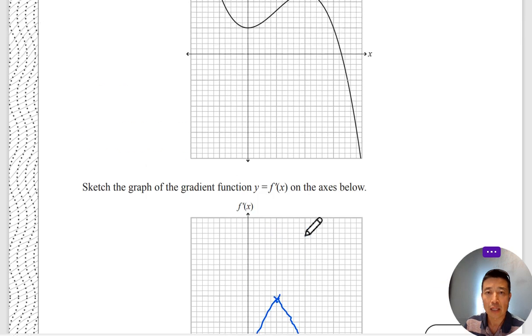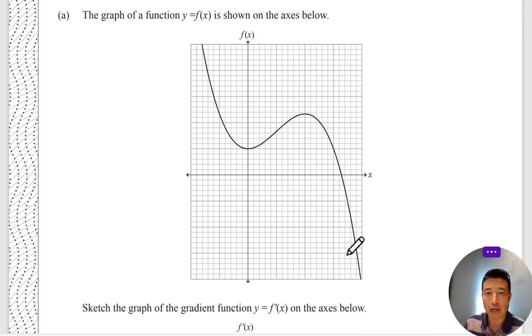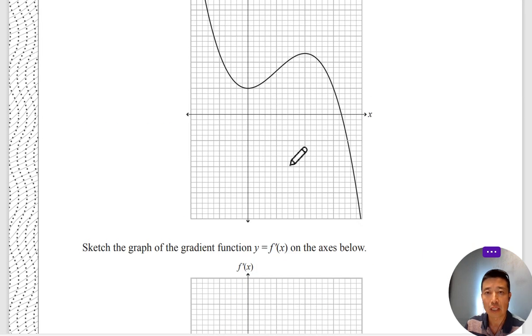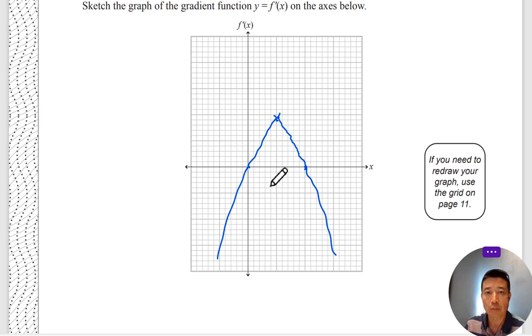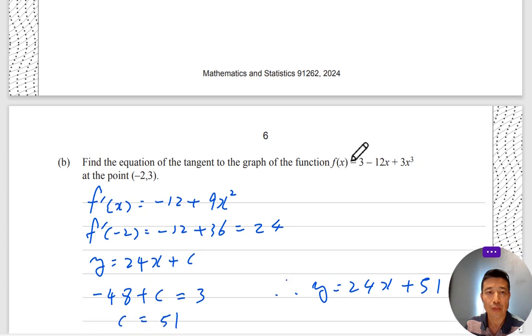the x-intercepts here, and then this is a negative graph, isn't it? Negative cubic, so that's why it's an upside down parabola. So two things: turning points, matching turning point, and then positive or negative. Then you get a full mark on this question.